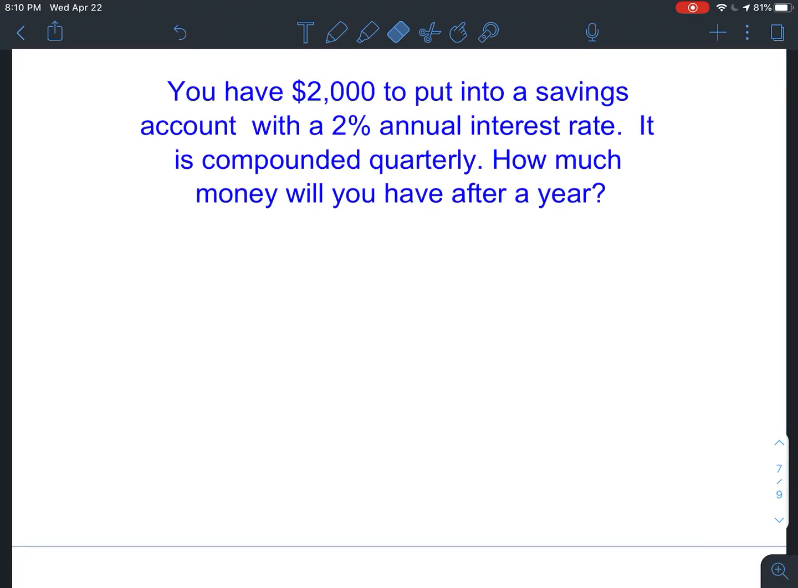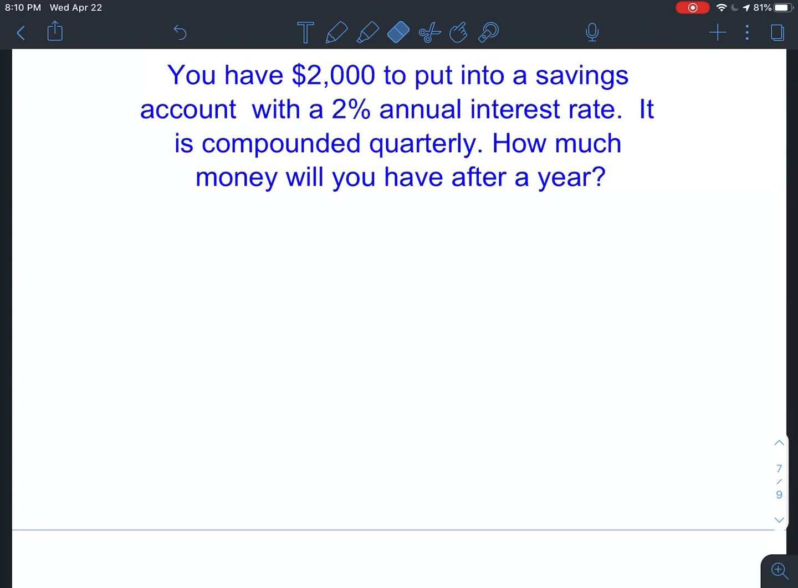So let's just do 2 practice problems just so you can see other types of wording and other types of compounding periods for this topic. So the next question says you have $2,000 to put in a savings account with a 2% annual interest rate. It is compounded quarterly. How much money will you have after a year?